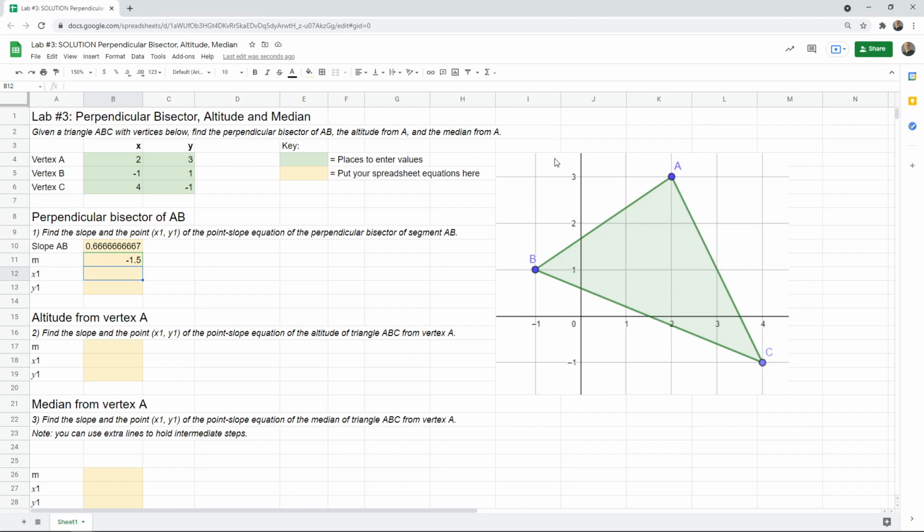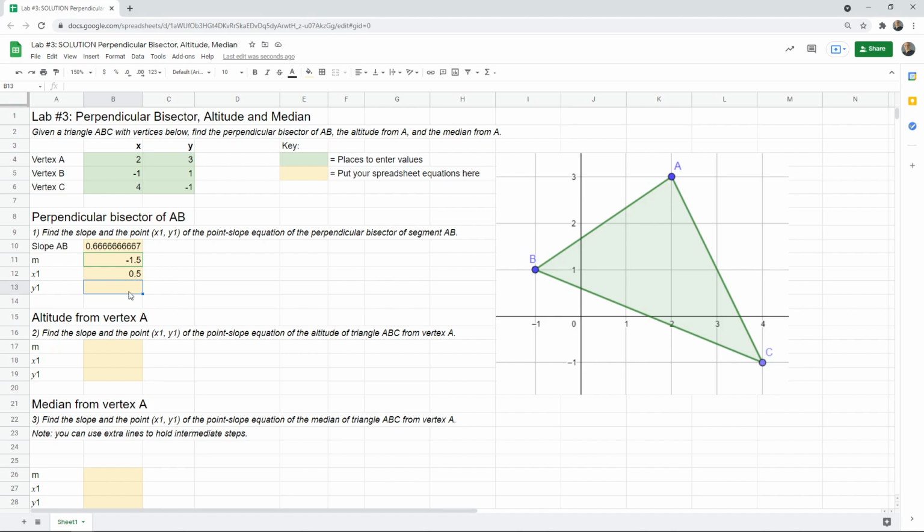Now we need to know a point on this line. And the point that we're going to use is the midpoint. So I need to find the midpoint between A and B. And by now you're familiar with the midpoint formula. It's just the average of the two x coordinates. It gives the x coordinate of the midpoint. So I'll take this one, add it to that one, and then divide by 2. That's the midpoint. And the midpoint looks like it's at 1/2, which looks good.